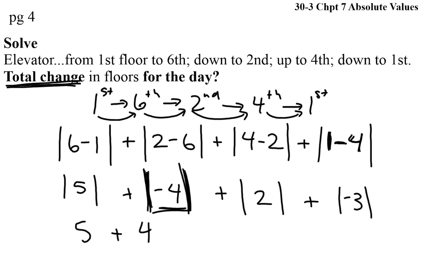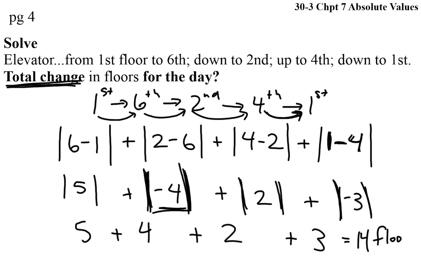Then he went up 2. Don't really care that it was a positive 2. It was just a total of 2. And the last one was down 3, but we just want to know that it was a change of 3. So the total amount of floors, if Wesley kept track of it on a given day, would have been a floor change of 14 floors total change on that day.